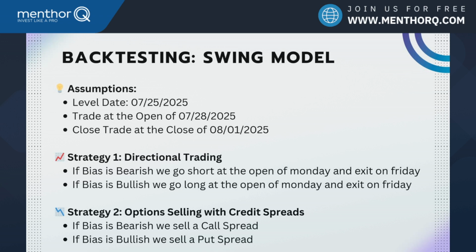The second strategy is using credit spreads. So if the bias is bearish, then we use a call credit spread. If the bias is bullish, we then use a put credit spread, using the levels as our short strikes. So using the upper and lower band as our short strike. And again, we are not looking at trade management. We're just looking to see if the price at the close of Friday of the asset closed above the lower band or below the upper band.